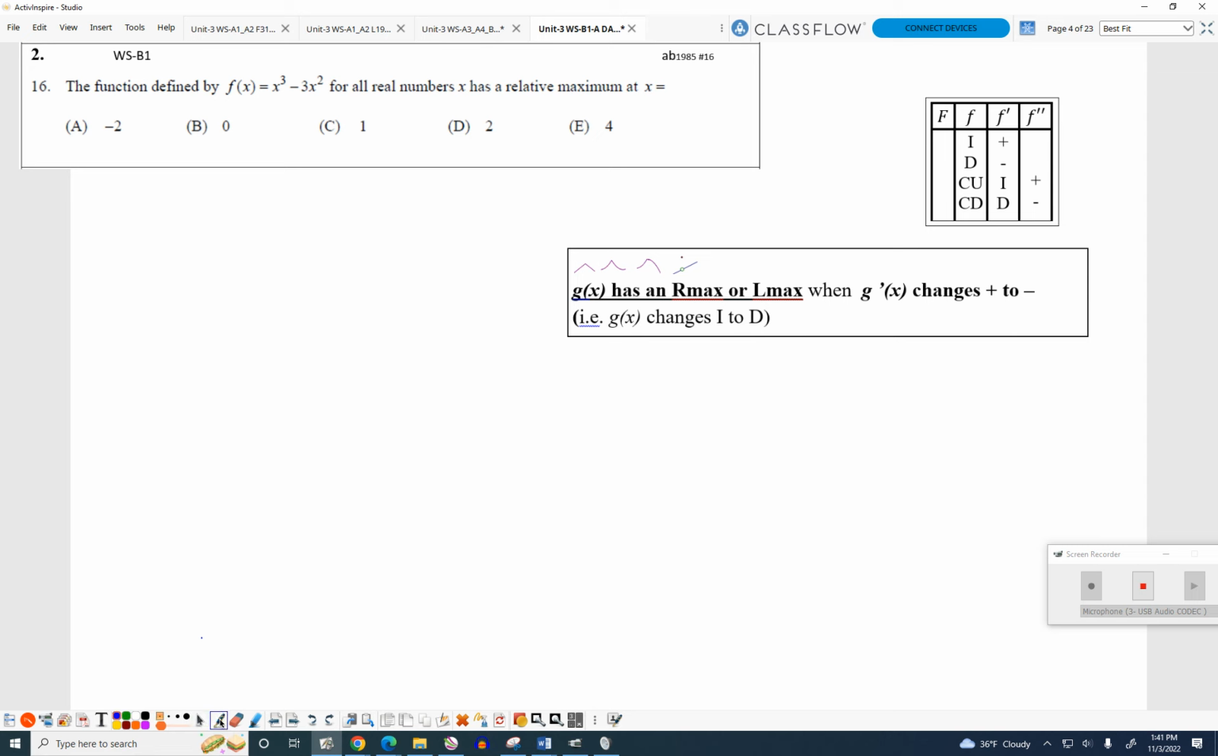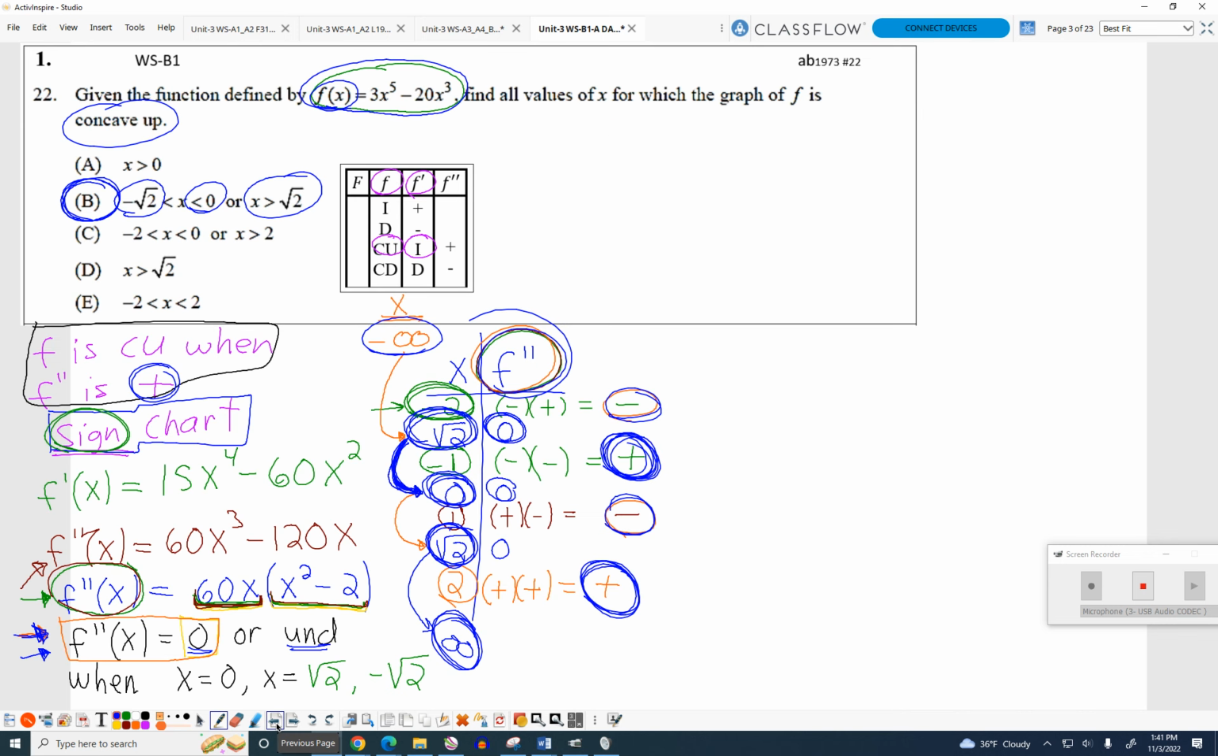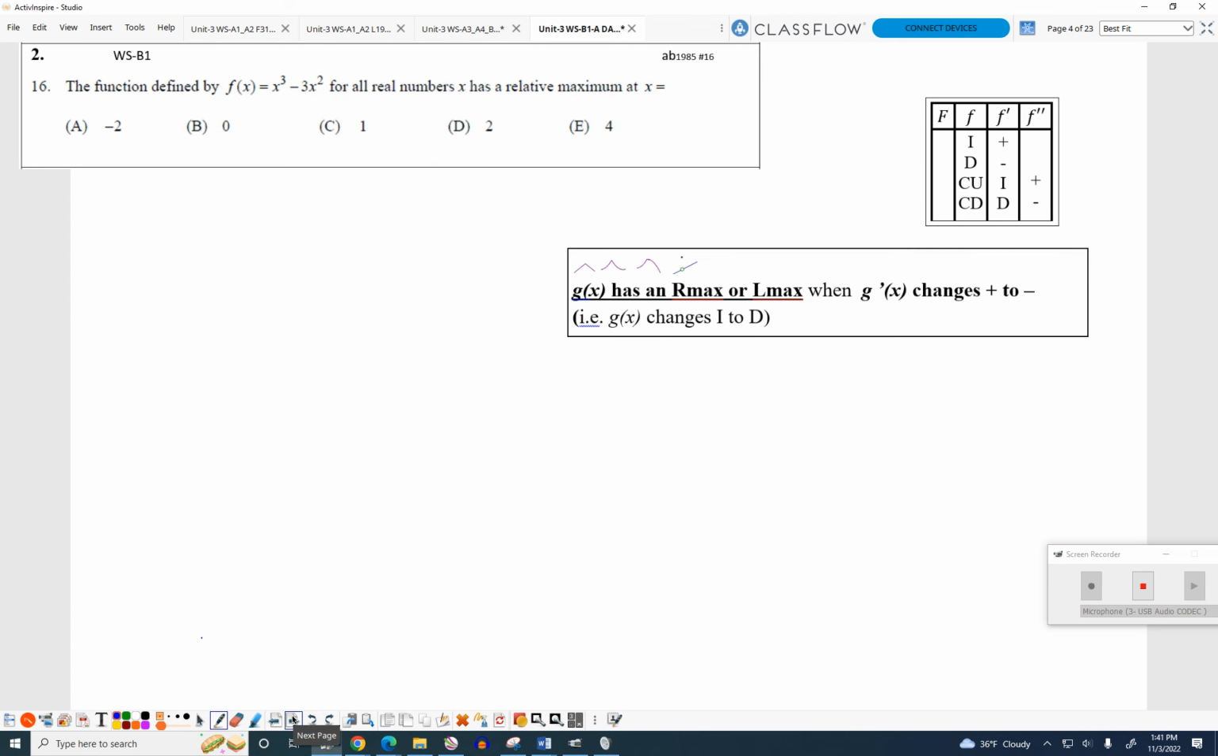So I like to start these problems with a sentence. It helps all of you stay on track. Like, what are we really trying to accomplish? So last time we wrote this sentence: f is concave up when f double prime is positive. We need a different sentence for this problem.